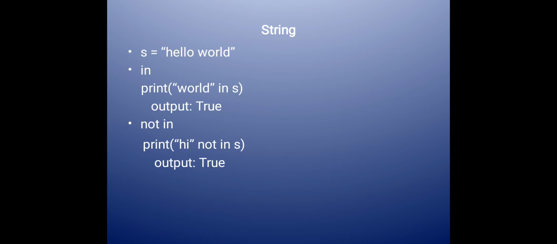Then we are coming to the not in case. Print hi not in s. So it is checking whether the word hi is not there in s. So obviously hi is not in hello world. So here the output will be true. If it was there, then the output will be false. Okay.